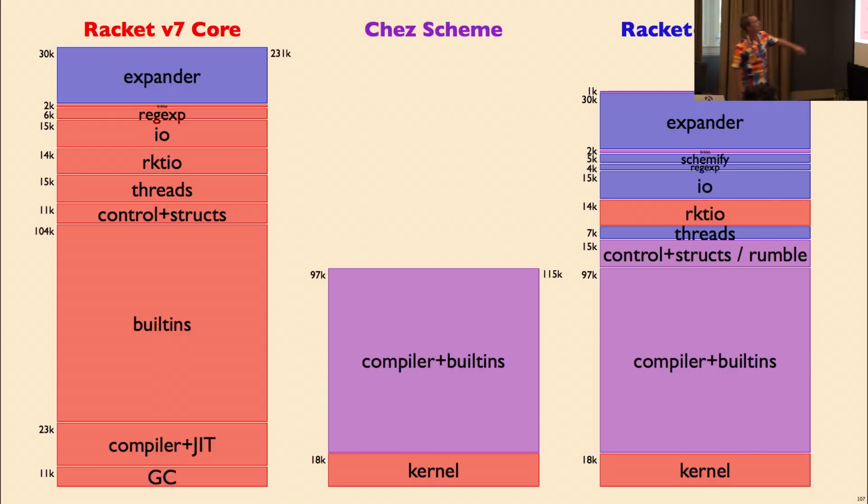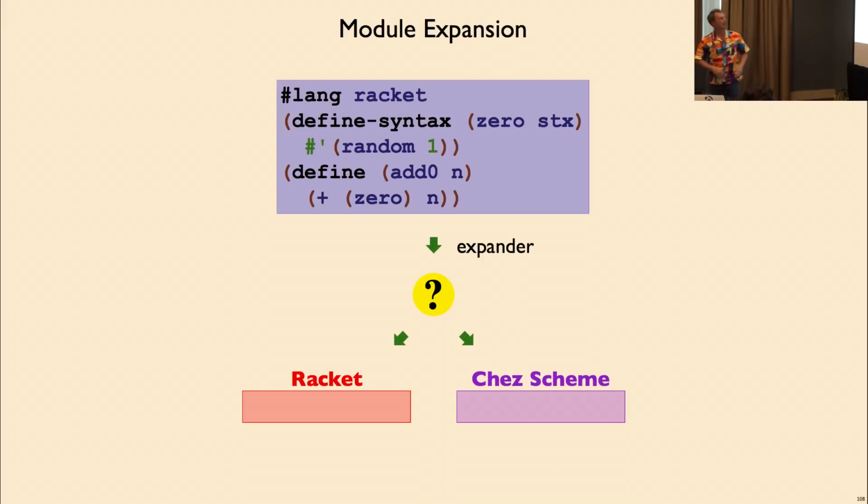Let's see, let me remind you. We're talking about a single expander now running in both systems, compiling down to the next layer, right? So you've got a module, and the expander's job is to do all the macro expansion and flatten that module out in some way that it can be sent to the traditional Racket implementation and the Chez Scheme implementation, right? So what is it that these modules compile down into? Everyone here knows the answer. What is it?